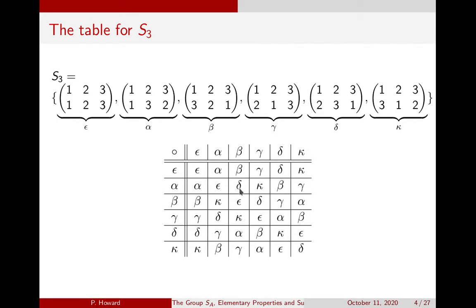To take another example, here in the table is alpha times beta, right? The entry appearing in the row labeled alpha and the column labeled beta is the result of doing alpha times beta. Times is the operation of composition, and that is a delta. One thing to notice here is that taking the other order, beta times alpha is kappa. So we see in this example that S sub 3 is not a commutative group.